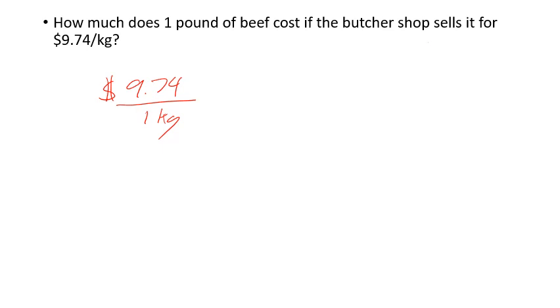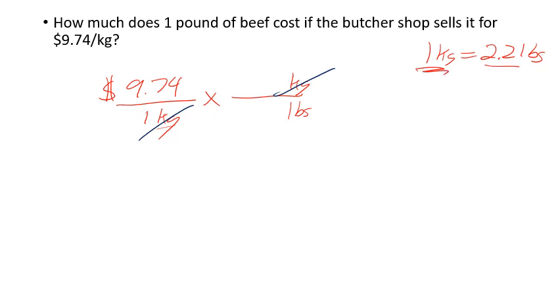Looking at our table, we should know that 1 kilogram is roughly equal to 2.2 pounds. And again, I want kilograms to go away, so I have kilograms on the bottom right here, so I want kilograms on the top right here. And I want pounds on the bottom. So what that's going to do is make my kilograms cancel out. I'm going to use the numbers that are associated with our conversion. So 1 kilogram is over here, 2.2 pounds, right there.